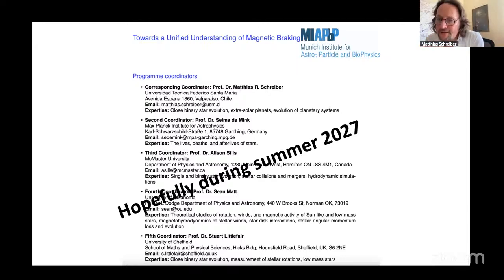So synchronized is not fully synchronized for CVs. It's always the donor star. So it was just an argument to make clear that the angular momentum has to be taken from the orbit, because the donor star has this magnetic wind and it's forced to rotate in synchronization. So the donor star is always synchronized. The white dwarf is a different story. The white dwarf can rotate much faster, especially if it's a non-magnetic CV.